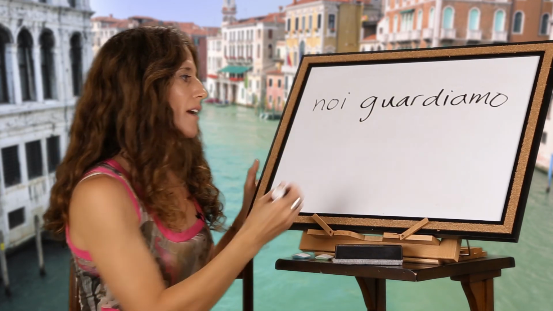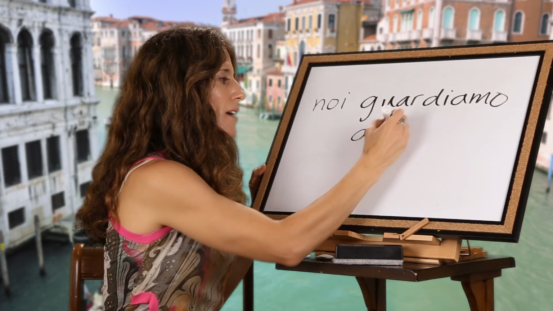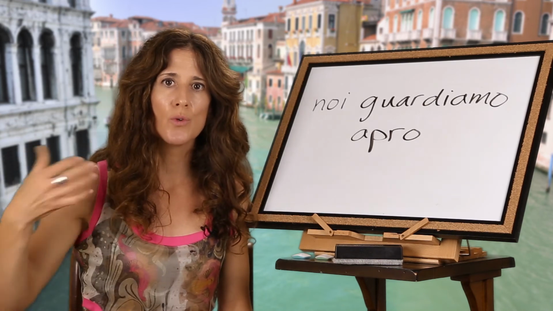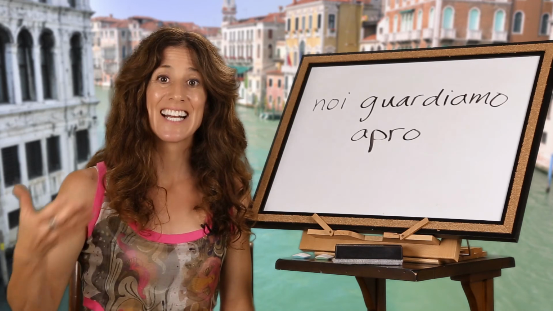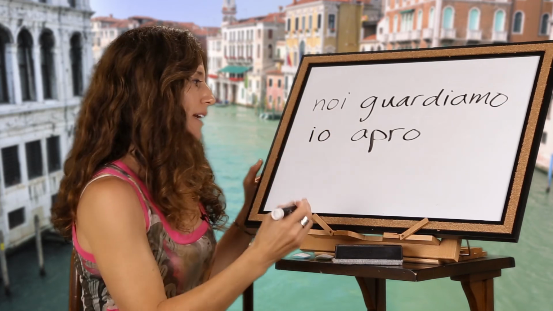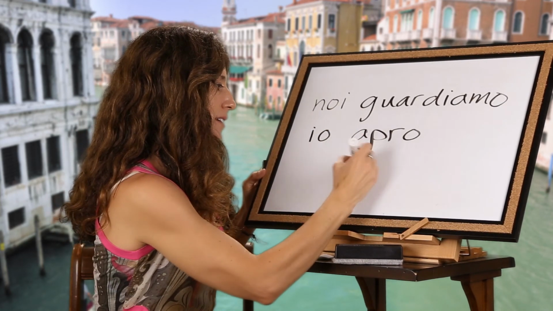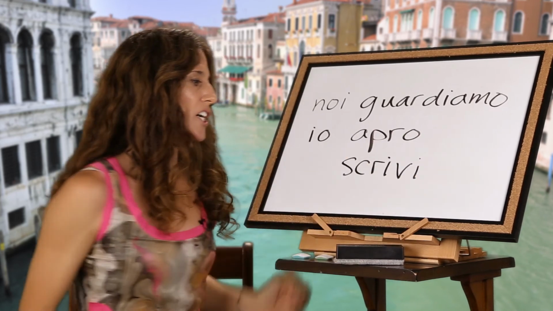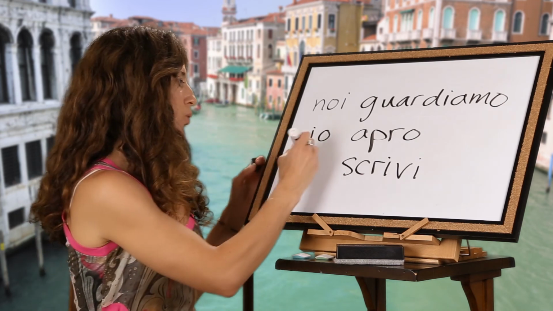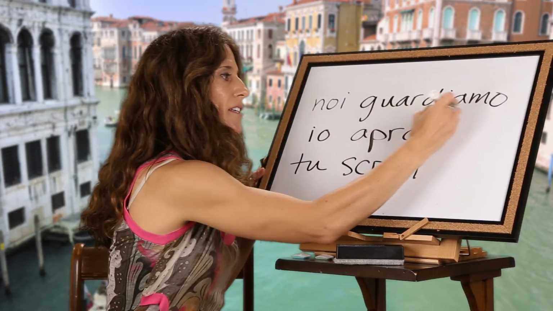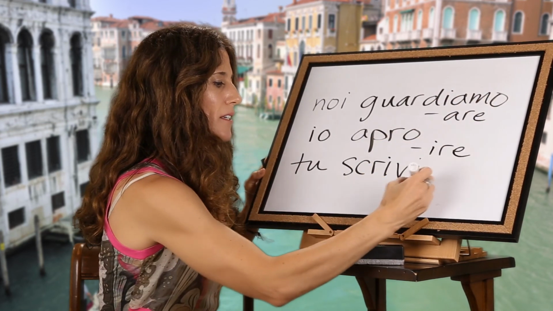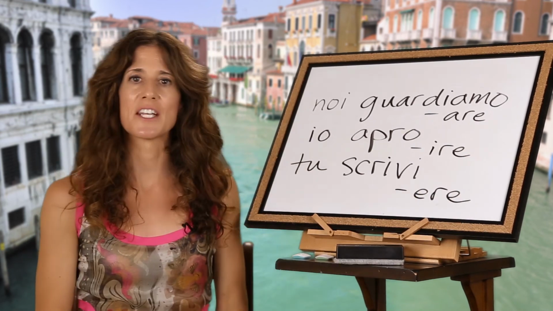We are watching, okay? If I said apro, from the verb aprire, to open. What subject are we talking about? Io. Sì, io apro. I'm opening. And if I said scrivi, scrivi, who is the subject? It's tu, you. This is an are verb, guardare. This is an ire verb, aprire, and this is an ere verb, scrivere in the infinitive form.